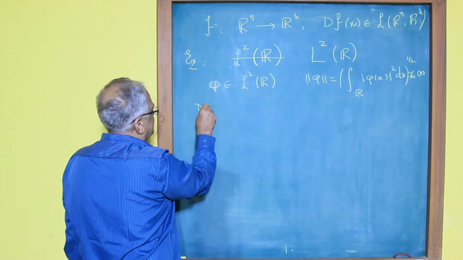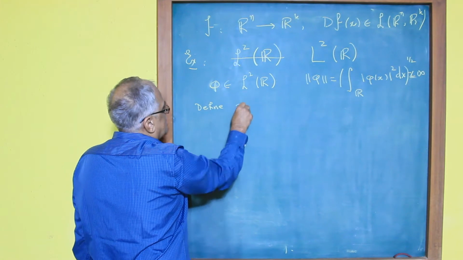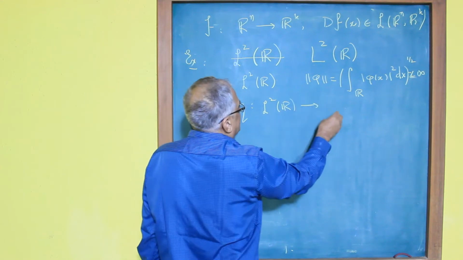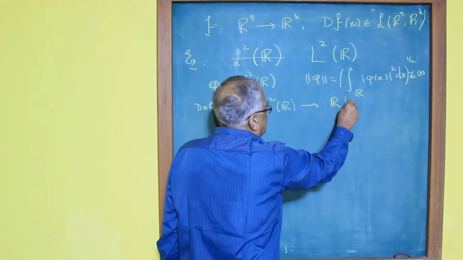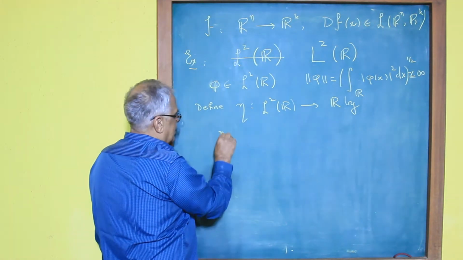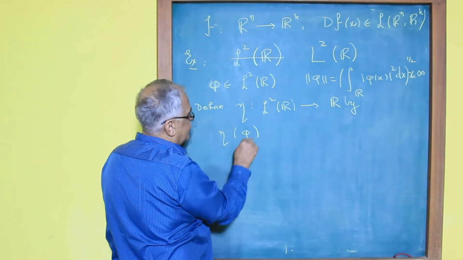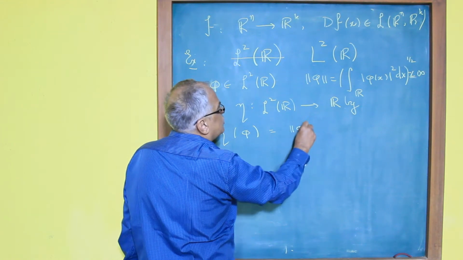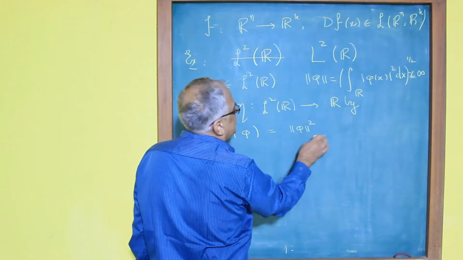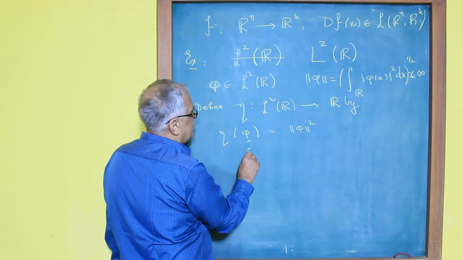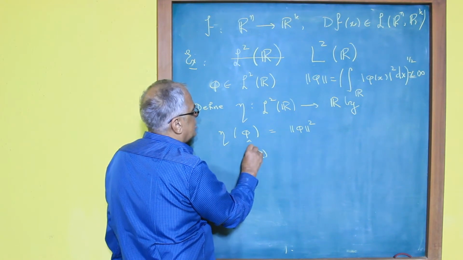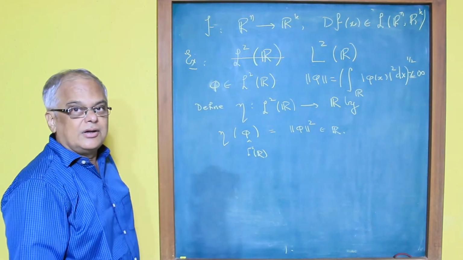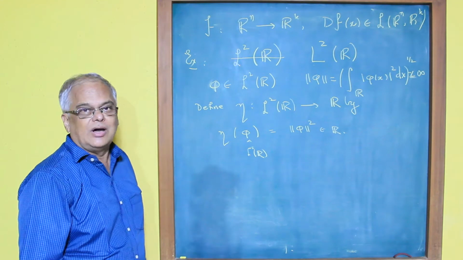Let me define eta from L2 of R to R by eta of phi, where phi is a square integrable function. I'm going to define eta of phi to be equal to the norm of phi squared, which is a real number. So remember, this phi is in L2 of R, and this is a real number. So this is a well-defined function from L2 of R to R.